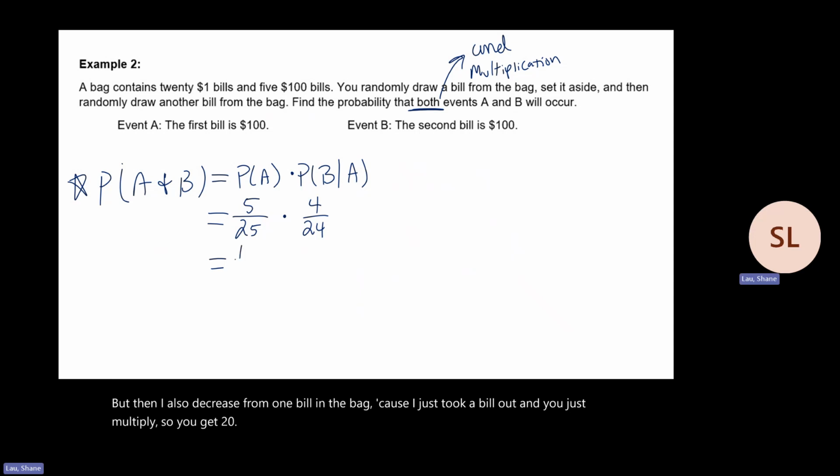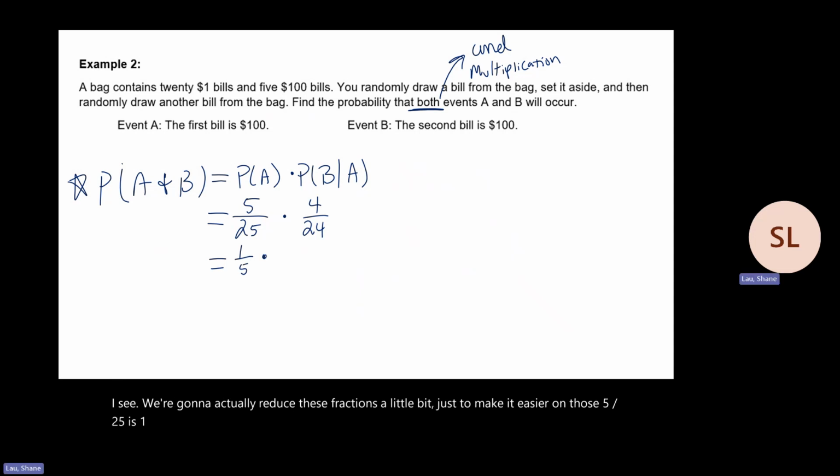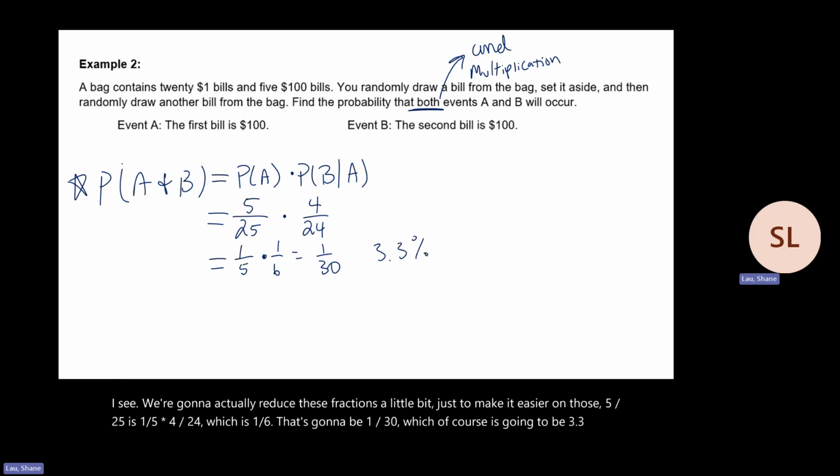We're going to actually reduce these fractions a little bit just to make it easier. 5 over 25 is 1/5 times 4 over 24, which is 1/6. That's going to be 1 over 30, which of course is going to be 3.3%-ish. Okay. And so what ended up happening here, right?